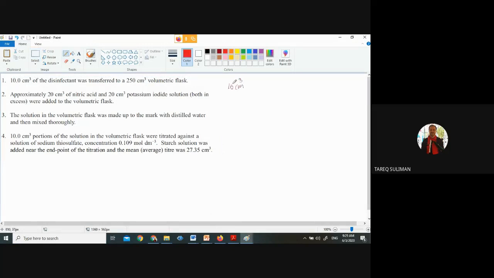10 centimeter cube transferred to 250 centimeter cube volumetric flask. What does this mean? What do you mean by transfer to 250 centimeter cube volumetric flask? What are they going to do?